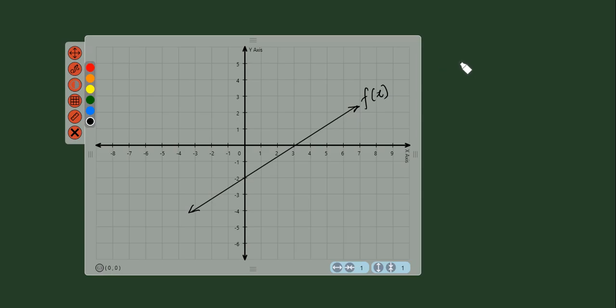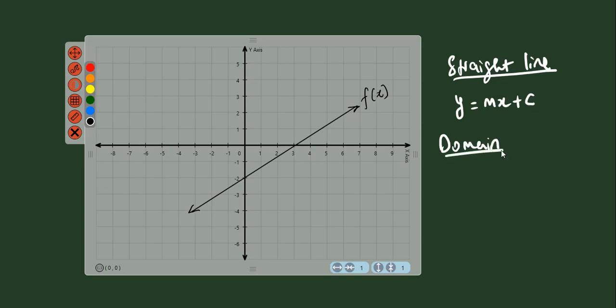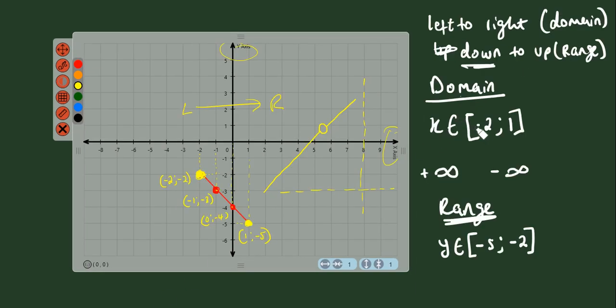Okay, so this is a straight line function. Now a straight line function has a general formula: y = mx + c. All right, this is your straight line that you learned in grade 10, 11 and 12. So now how do you find its domain and then how do you find the range? Well, for the domain, remember in the previous video we were listing our x values. We were saying this is a starting x value, here is -2, the ending x value is 1. We moved from left to right.